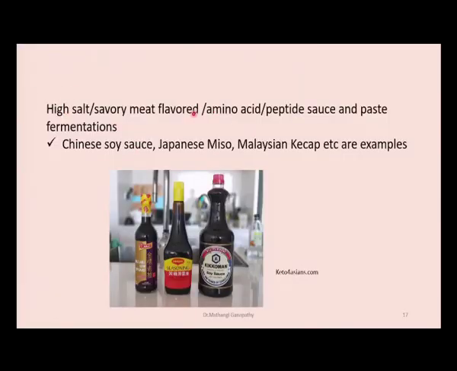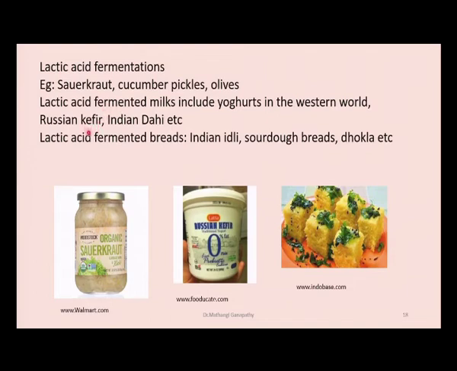The other classification is high-salt, savory, meat-flavored or amino acid-flavored peptide sauce and paste fermentation. This is usually used as a relish for your staple, like Chinese soy sauce, Japanese miso, and the Malaysian kecap. Then lactic acid fermentation: sauerkraut, cucumber pickles, all follow lactic acid fermentation. Lactic acid fermented milk includes yogurts in the Western world, Russian kefir, and Indian dahi. Fermented cereal products include Indian idli, sourdough breads, and dokla. In idli and dokla, a cereal-legume mixture gets fermented by lactobacilli, and the basic pathway is lactic acid fermentation, giving the specific flavor and texture.